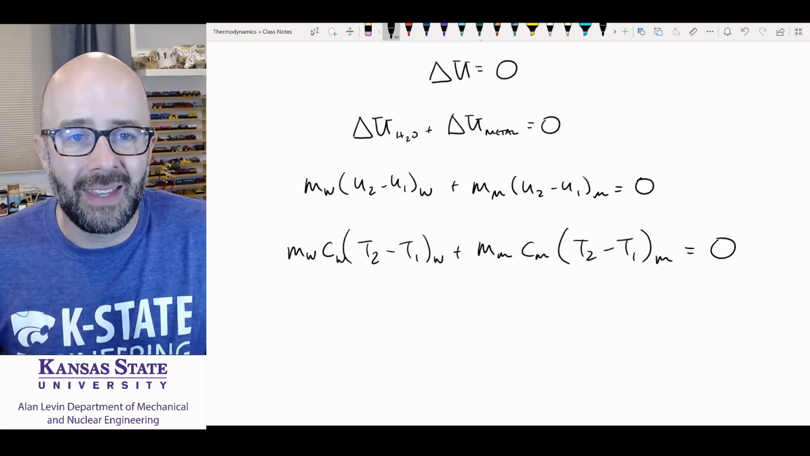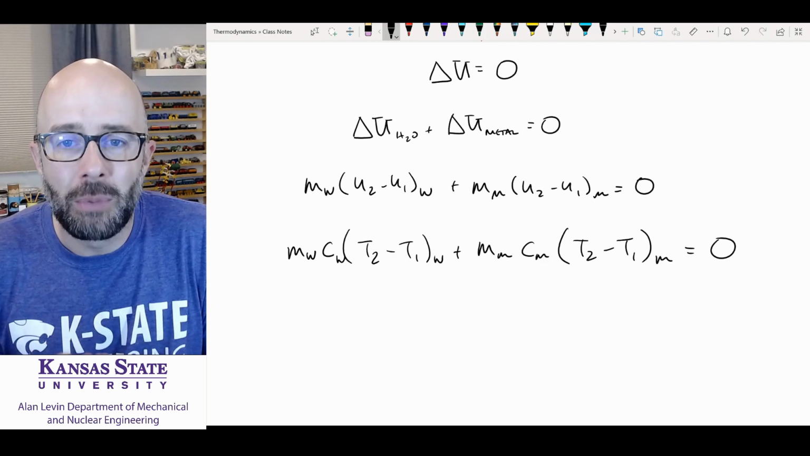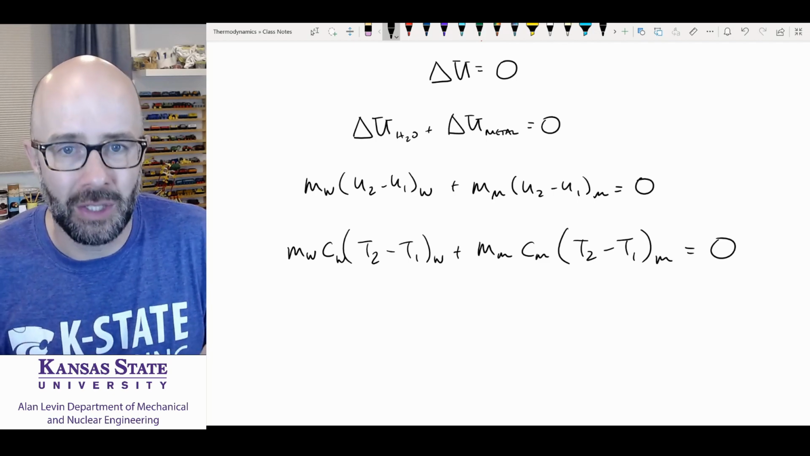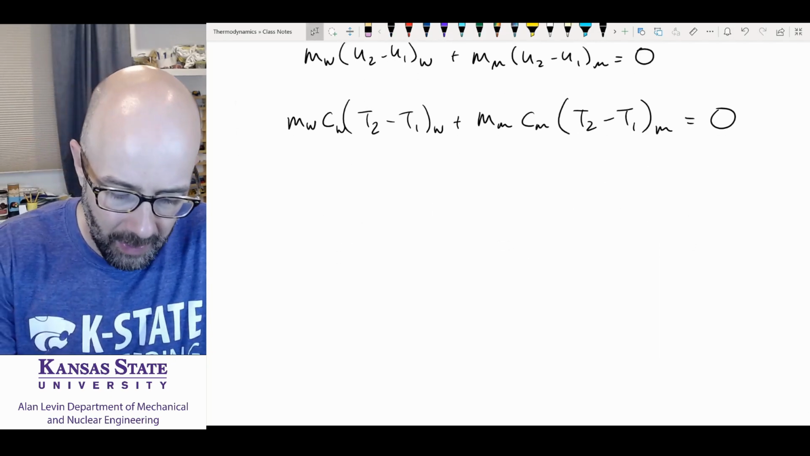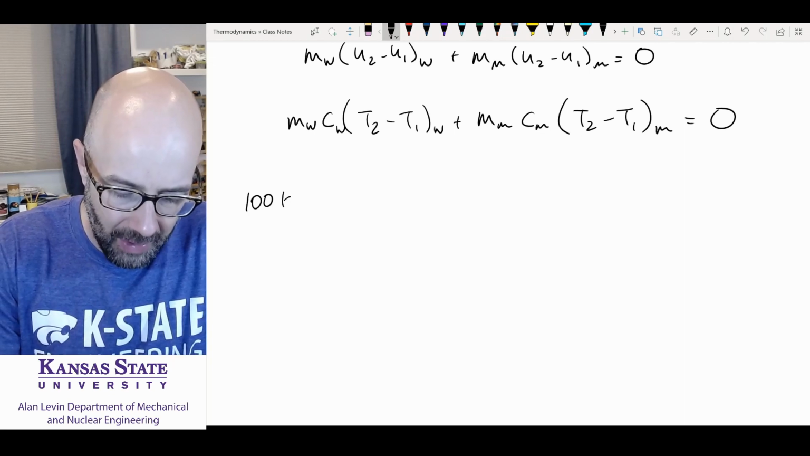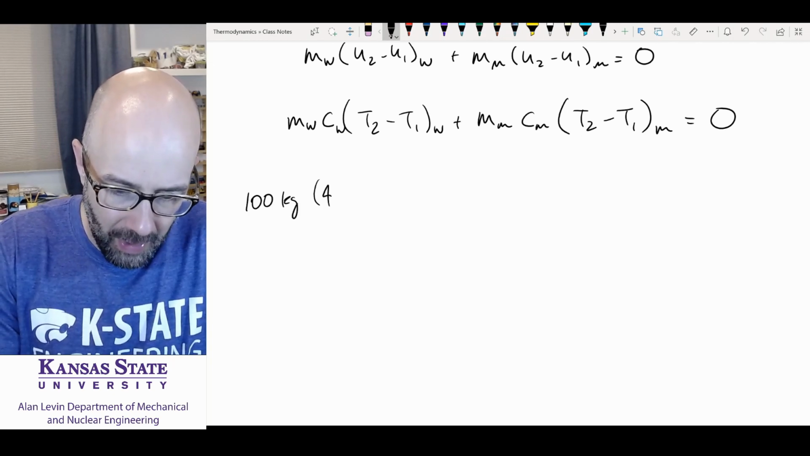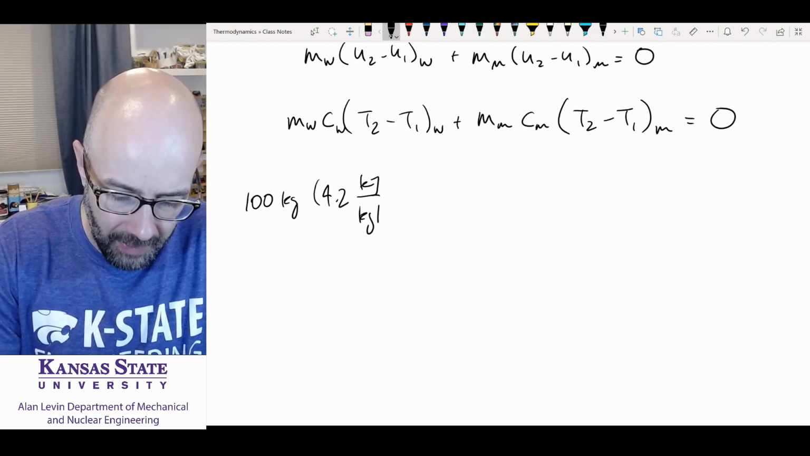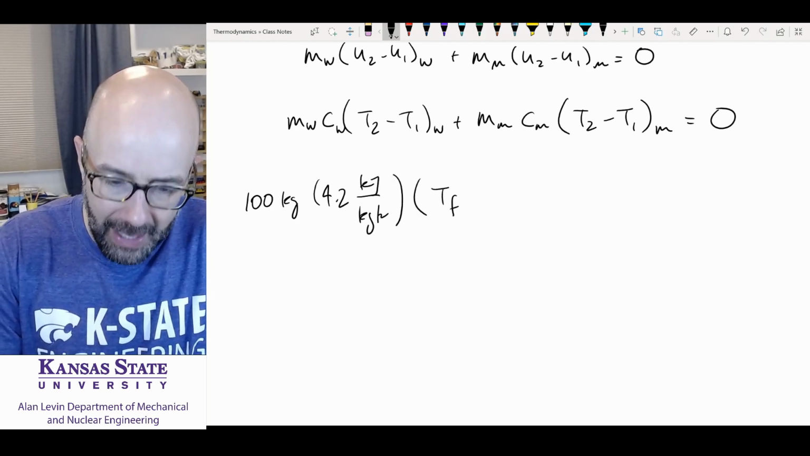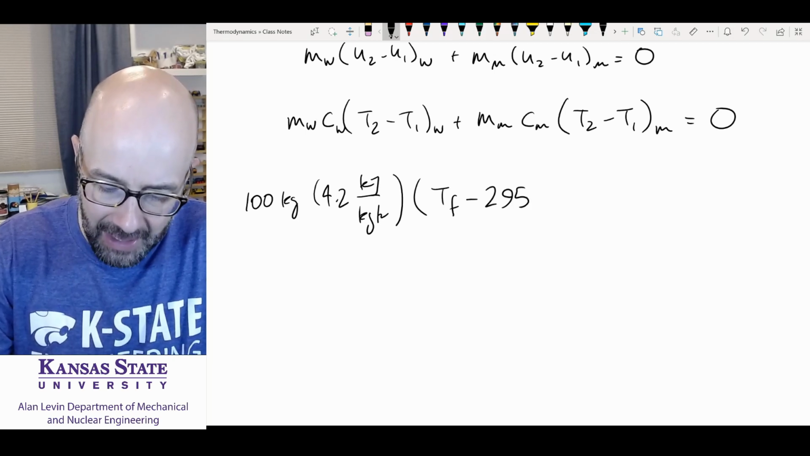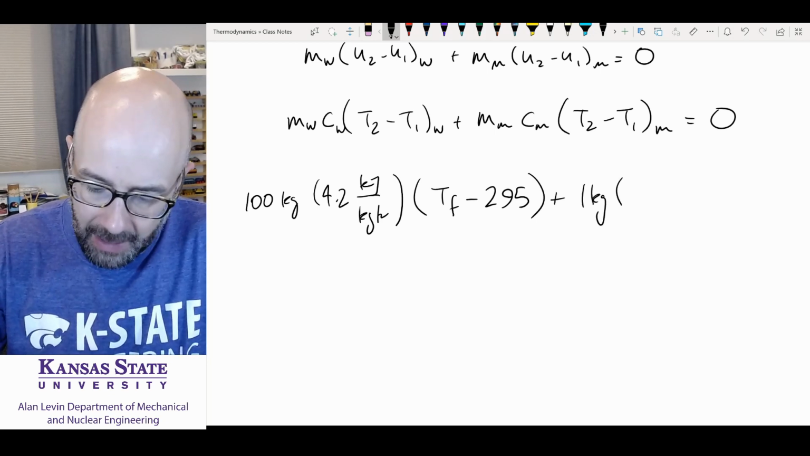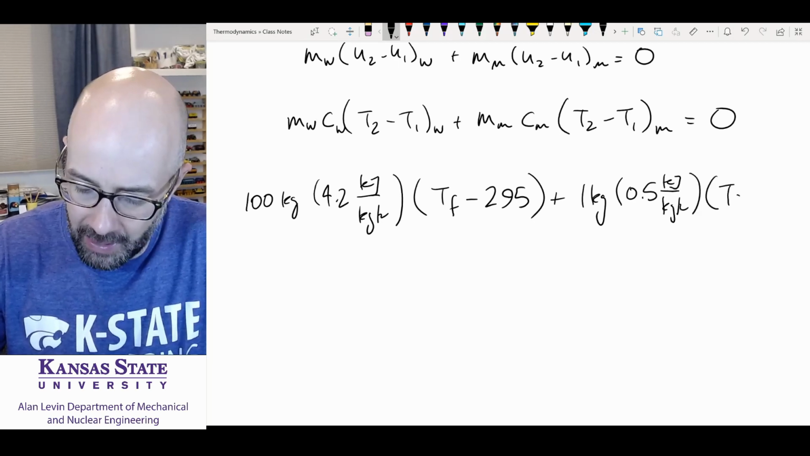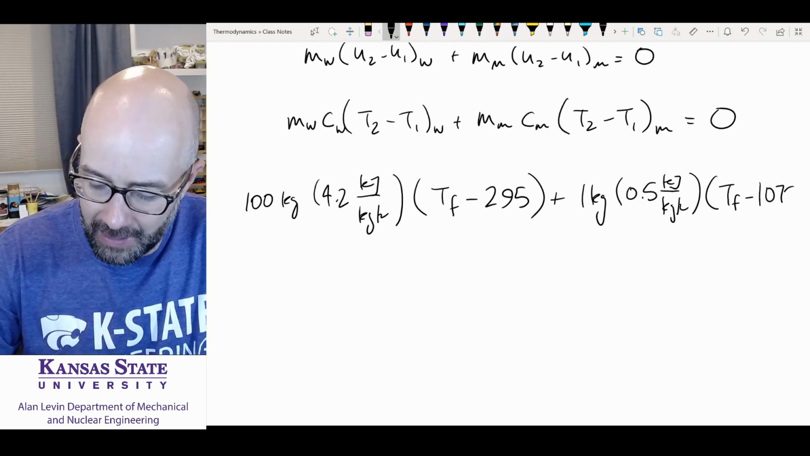And we know that when this metal goes in there and quenches, it's going to reach equilibrium, so the temperature T2 is going to be the same between these two, but the initial temperature is going to be different. Okay, and so we're going to get down here to basically 100 kilograms times 4.2 kilojoules per kilogram Kelvin times our final temperature minus our initial temperature, which is 295 Kelvin, plus we have that 1 kilogram part, so 1 kilogram times 0.5 kilojoules per kilogram Kelvin, T final minus our T initial there, which is 1075, equals 0.